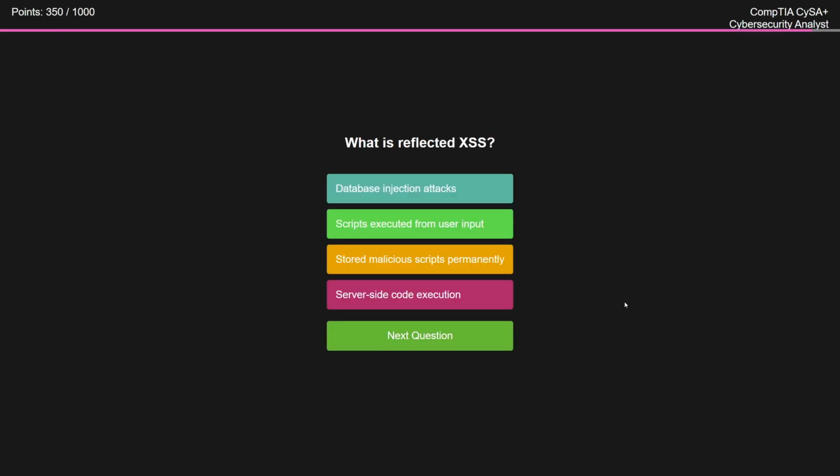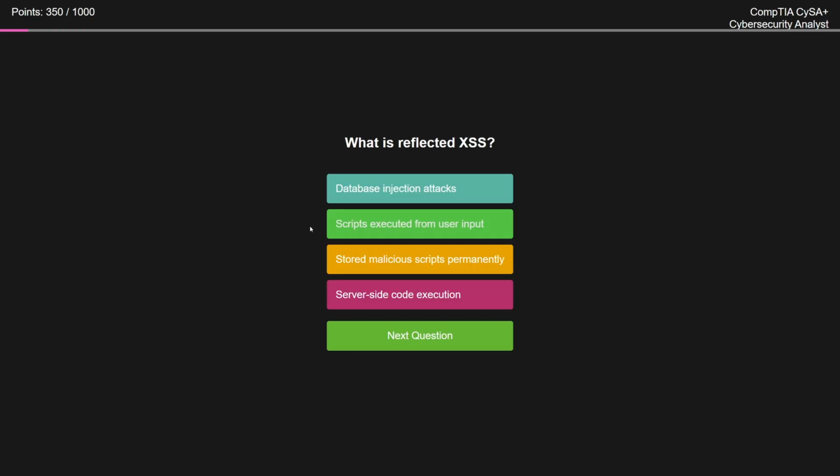What is a reflected XSS? Database injection attack. Script executed from user input. Stored malicious scripts permanently. Server-side code execution. And I would say probably it's between two and four, between this one and this one.